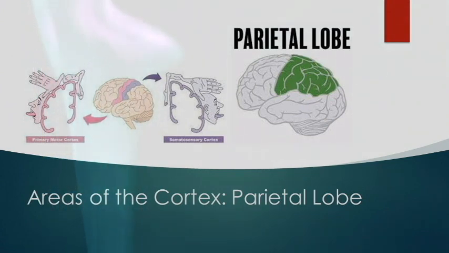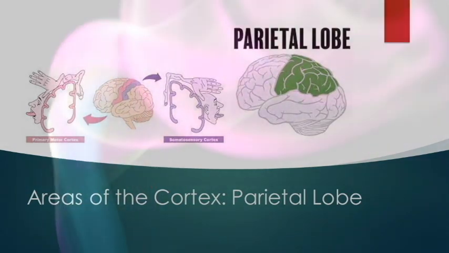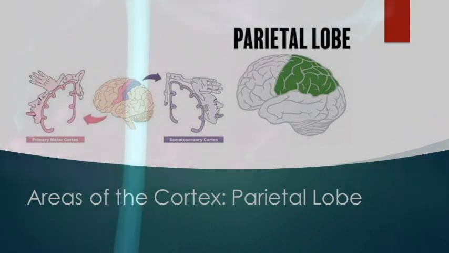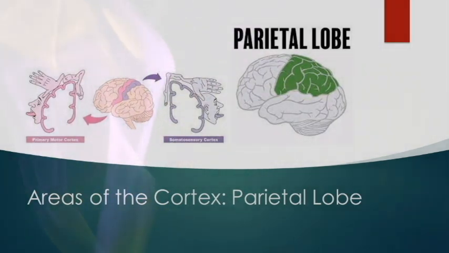So the parietal lobe houses the primary somatosensory cortex, which is responsible for processing tactile sensations from different parts of the body. And this includes touch and pressure and temperature and, of course, pain. And the mapping of the body surface on this cortex, known as the sensory homunculus, reflects the degree of sensitivity of different parts of the body regions. As you know, different parts of your body are more sensitive to touch than are others.